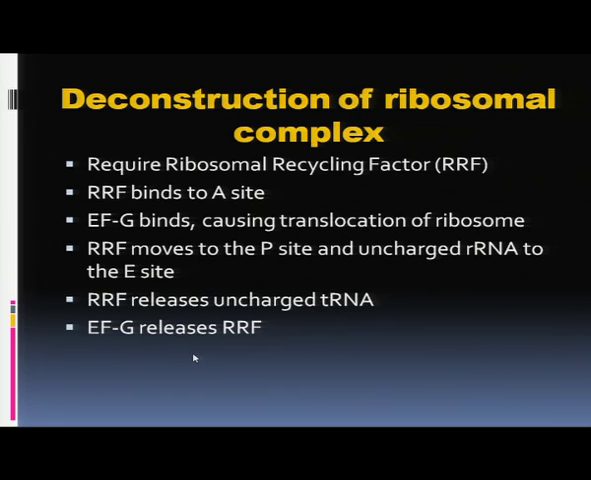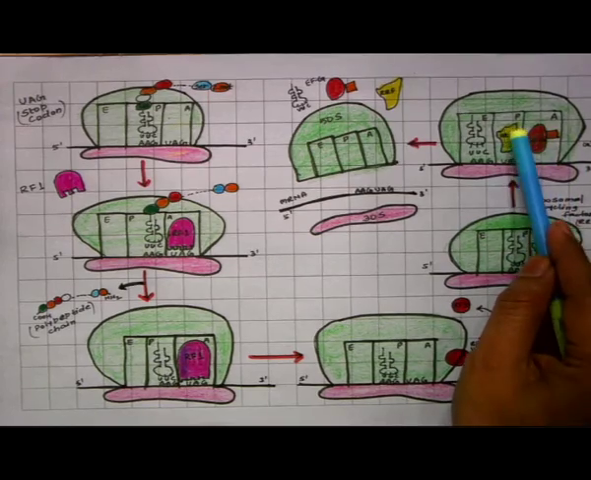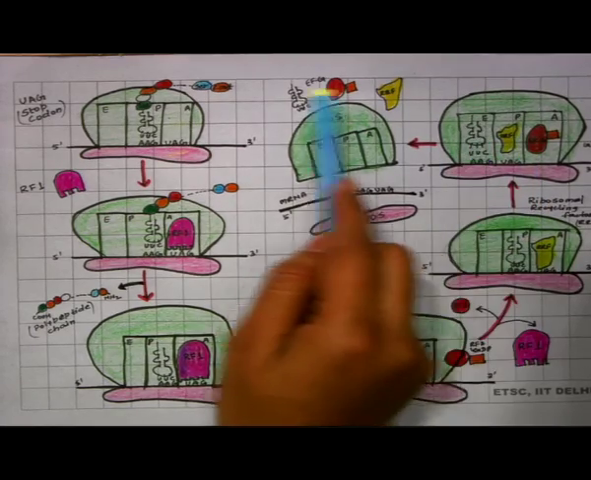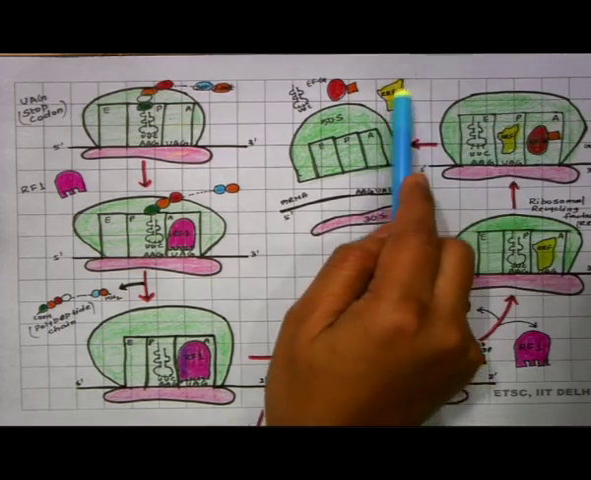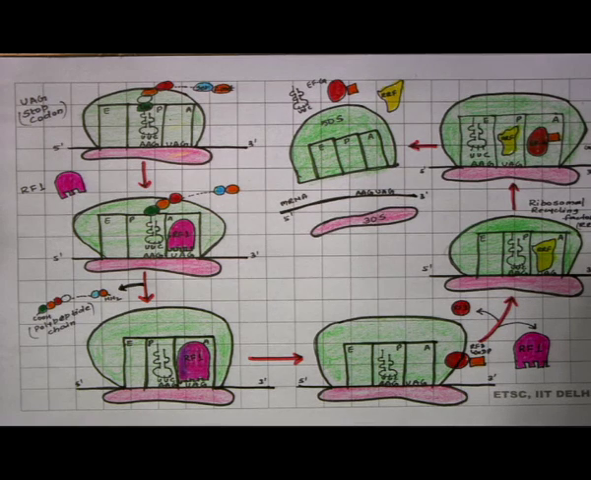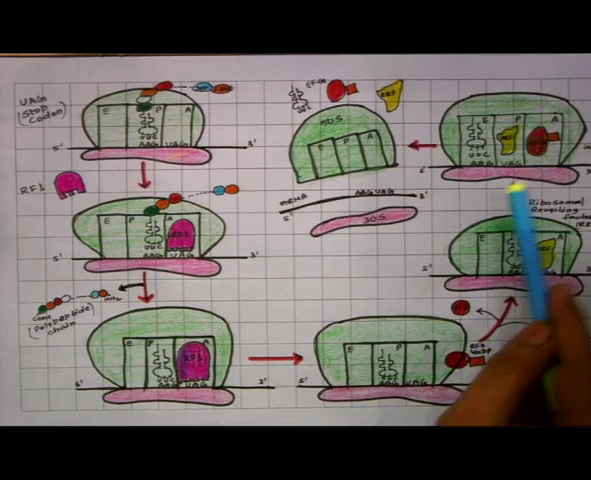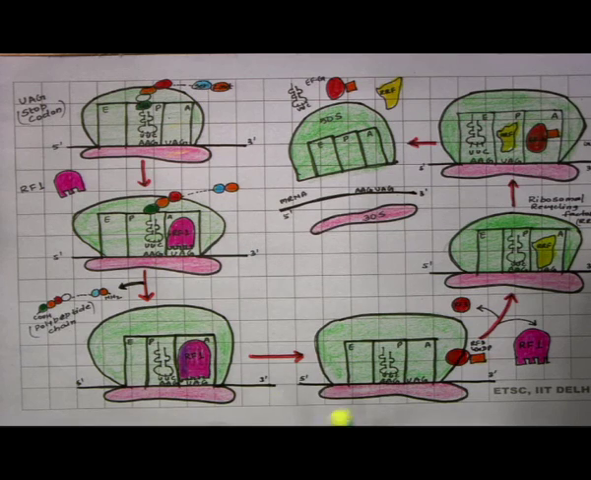Elongation factor G releases ribosomal recycling factor. This elongation factor G will help in the release of this ribosomal recycling factor from the ribosome. You can see this uncharged transfer RNA has been released, ribosomal recycling factor has been released, and then both subunits of the ribosome dissociate from each other. Both the subunits, 30S and 50S, will be released, separated from each other.